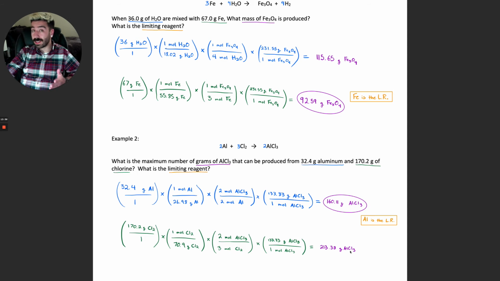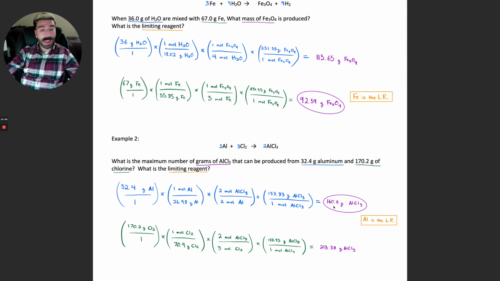So what that means is that my 170.2 grams of chlorine gas could get me up to 213 and some grams of aluminum chloride. But my 32.4 grams of aluminum can only get me 160.11 grams of aluminum chloride. So aluminum is my limiting reactant, and the most that I can make is 160.11 grams.